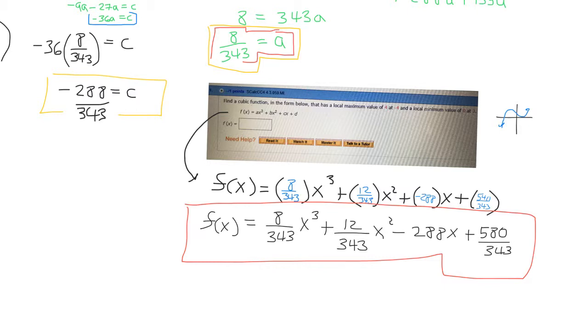And the way that I know that I made a careless mistake, for the record, is because I plugged the final function into the calculator, and it did not have the local maximum and the local minimum where I wanted them to be. So I had to review everything and see where I made the careless mistake. So yes, c has a denominator of 343. That right there will definitely work.